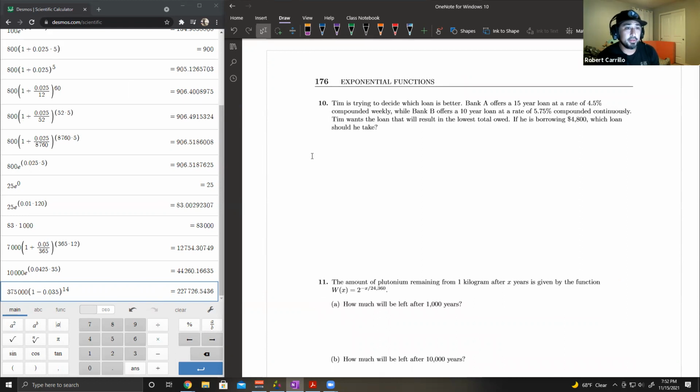10. Tim is trying to decide which loan is better. Bank A offers a 15-year loan at a rate of 4.5% compounded weekly, while Bank B offers a 10-year loan at a rate of 5.75% compounded continuously. Tim wants the loan that will result in the lowest total owed. If he is borrowing $4,800, which loan should he take? Okay. Well, we're going to use compound interest and we're going to use continuous compound interest in this problem. So let's look at Bank A.